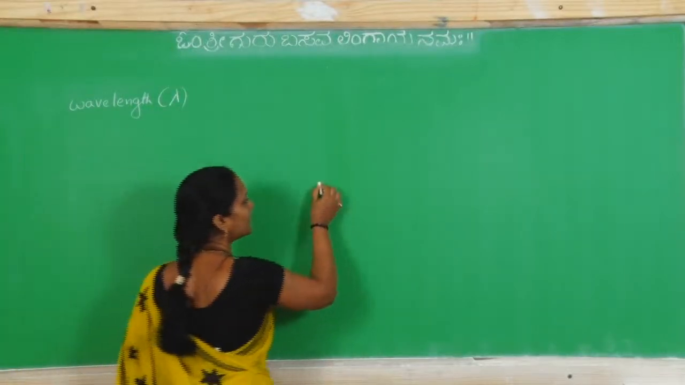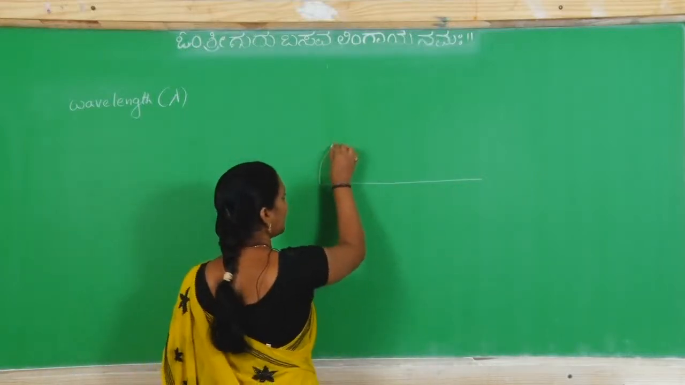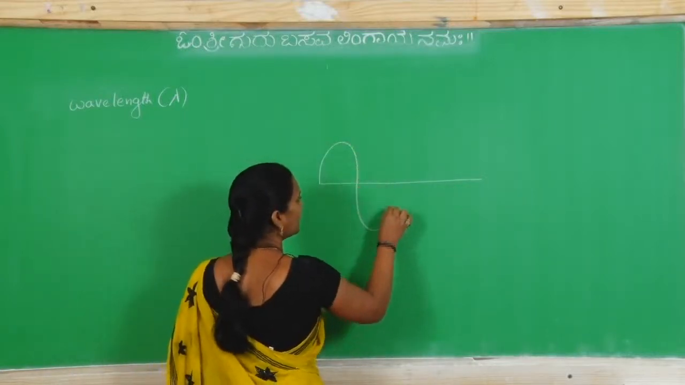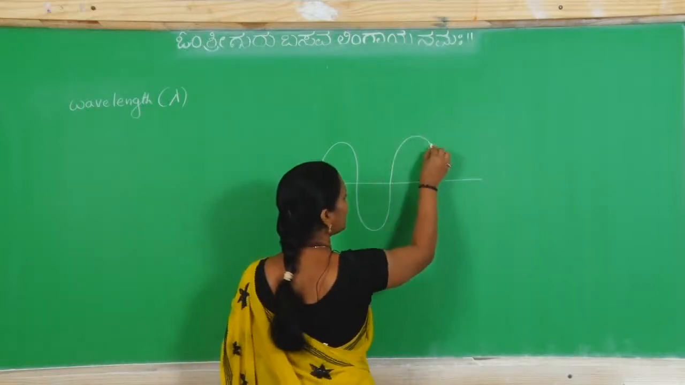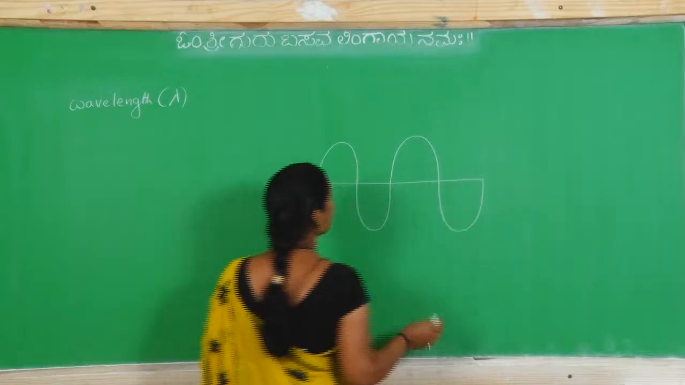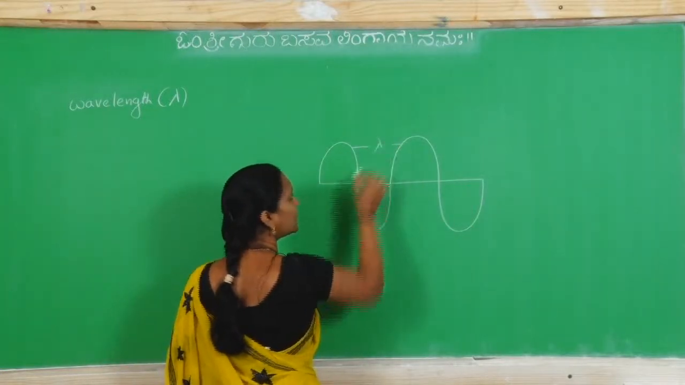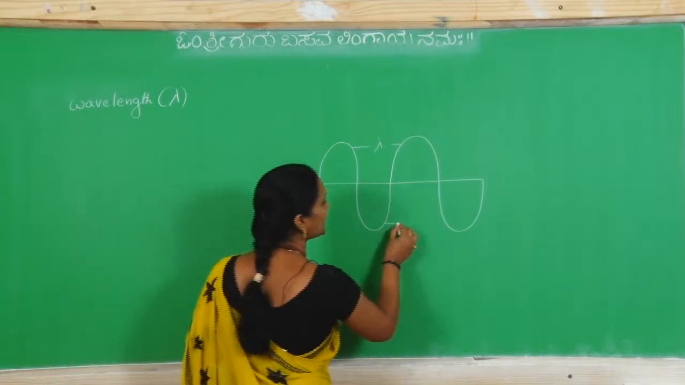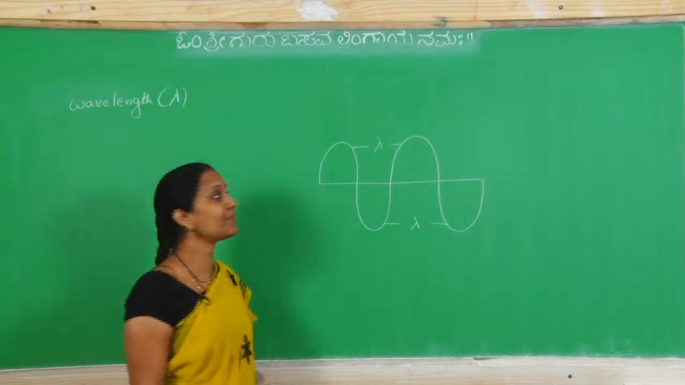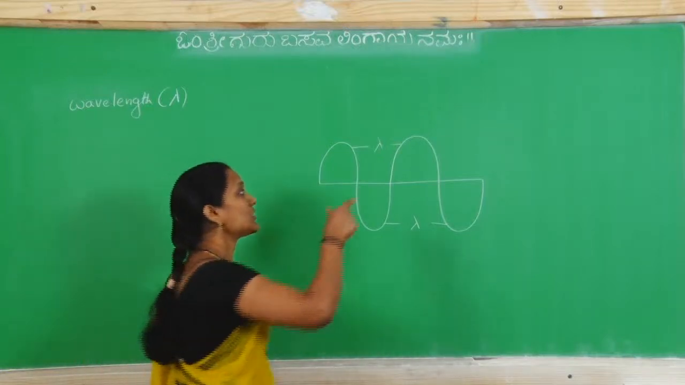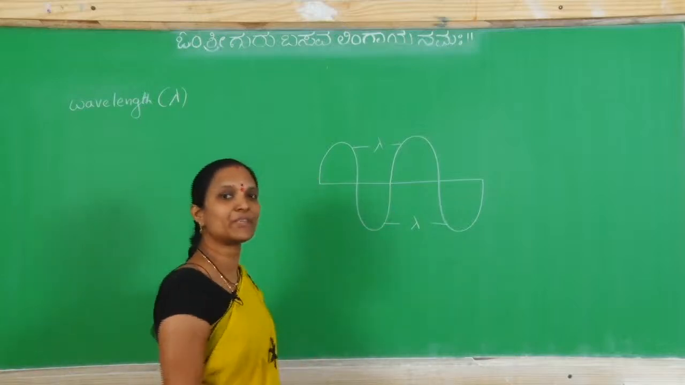What is this wavelength? Light propagates in the form of a wave. This is called a crest and this is a trough. This combined is one wave. The distance between two successive crests, or the distance between two successive troughs, is called the wavelength. So the distance between two successive crests or two successive troughs is the wavelength.